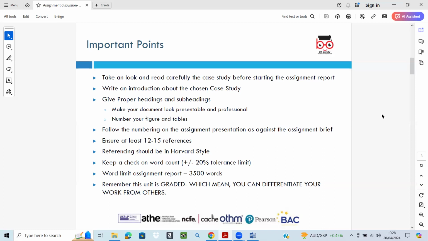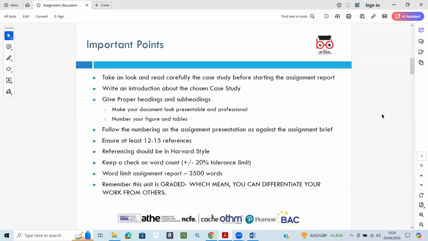Then, for example, we need to keep a check on the word count, with a plus or minus 20% tolerance limit. In universities, mostly they have a 10% plus or minus tolerance. Sometimes some colleges say that the tolerance is about 30%. So in our case, it's 20%. We need to keep track of our word count. The limit is 3,500 words, with a tolerance of plus or minus 20%.